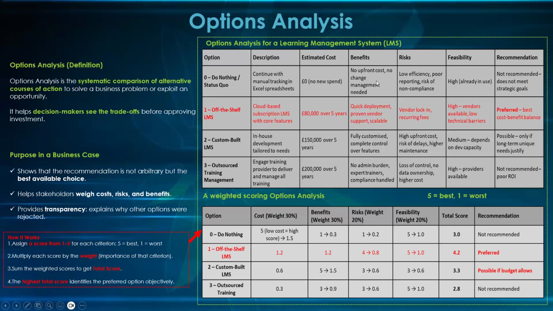Any upfront benefits or any charge? No, nothing. What's the risk? The risk is low. But there are no benefits. There's nothing changing anyway. Things remain the same. But because things are the same, that's why we're looking for another solution. Let's say feasibility is high because we're using it anyway. So let's look at the second option.